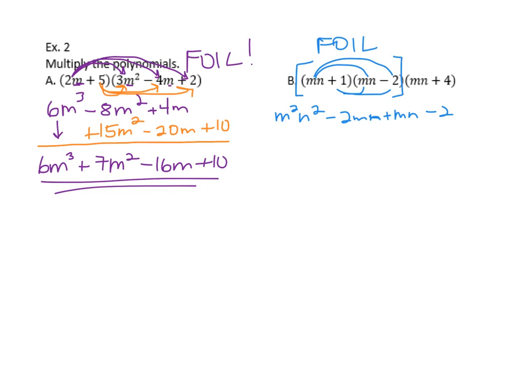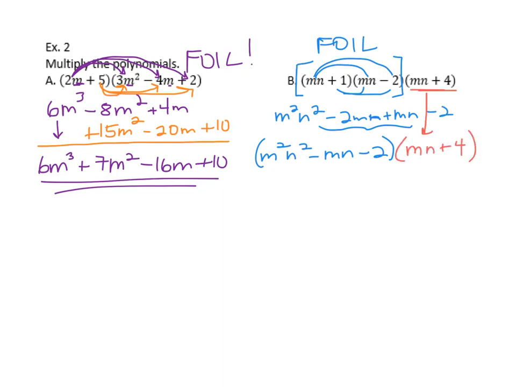Like most FOILs, anytime you have terms in the middle, they're usually like terms, and we have that situation here. So we have m squared n squared. Nothing combines with that. But the 2 terms in the middle, negative 2mn plus 1mn, would be minus 1mn, minus 2. So I'm going to put a big parenthesis around that, and then we have to take a look at that mn plus 4. So I'm just going to drop that down here, mn plus 4.